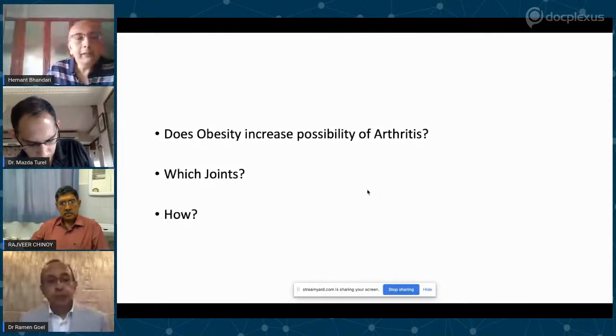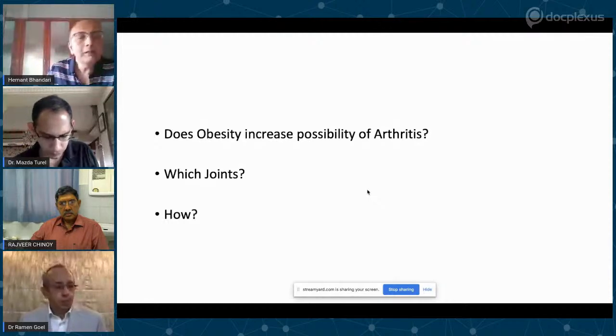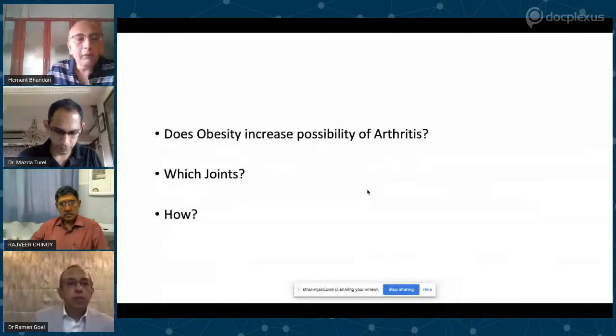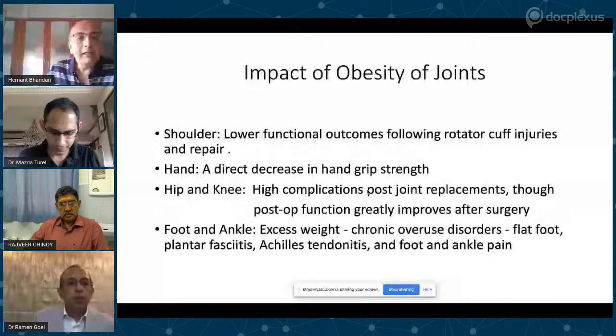Obesity affects mainly the lower limb joints, right? Starting from midfoot arthritis, knee arthritis, and to a smaller extent, hip arthritis, which we commonly see. In the Indian population, it's mainly the knee arthritis and foot pain for which the patients come to us. And at an early age, we are seeing advanced arthritis changes.